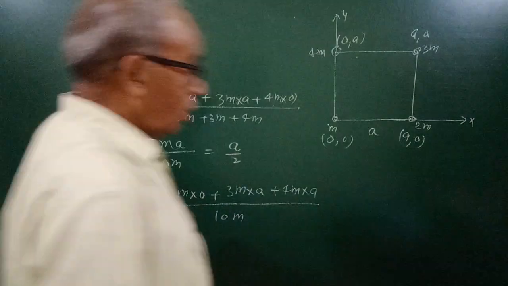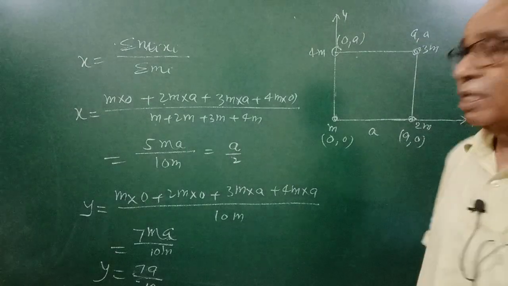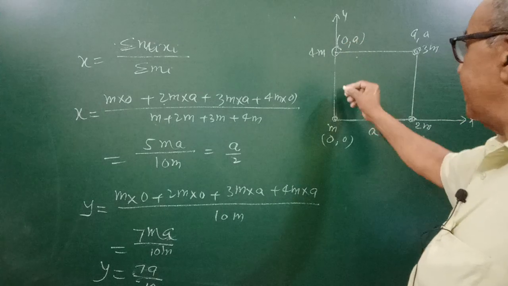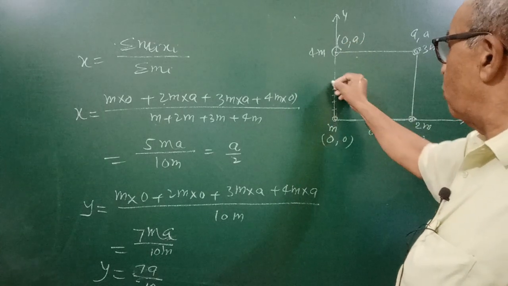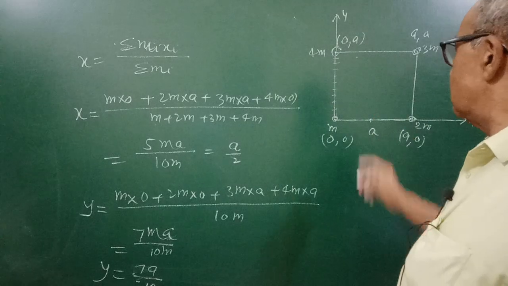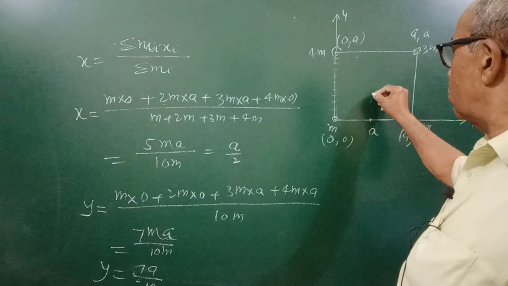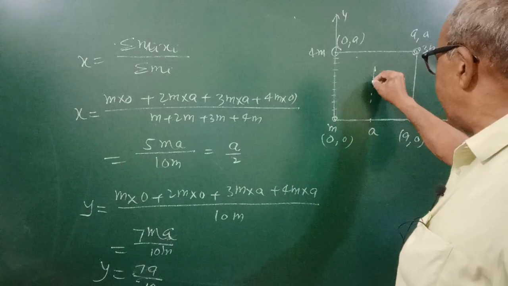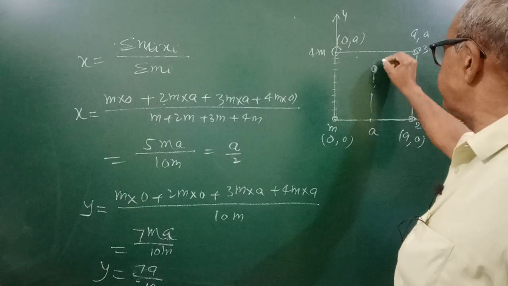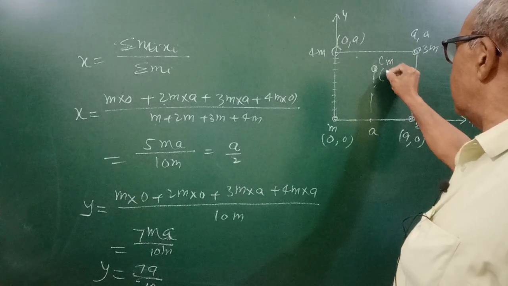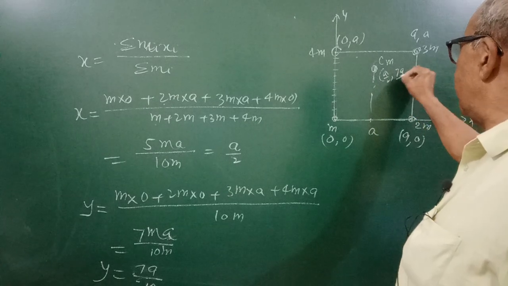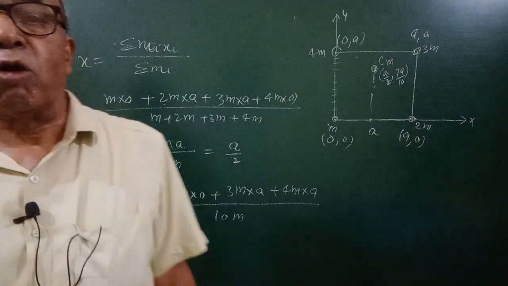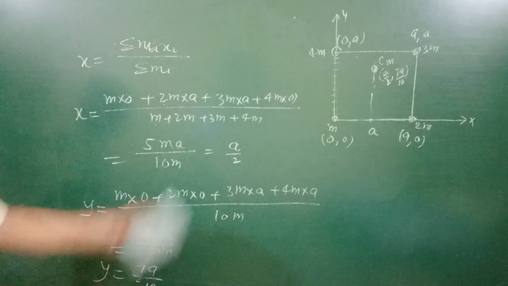So where will the center of mass be? This distance is a by 2 here. This distance a is divided into 1, 2, 3, 4, 5, 6, 7, 8, 9, 10 parts. So you start counting 1, 2, 3, 4, 5, 6, 7 like this. So it will lie here, CM, at position a by 2, 7a by 10. So that way you can locate the center of mass of this type of system.